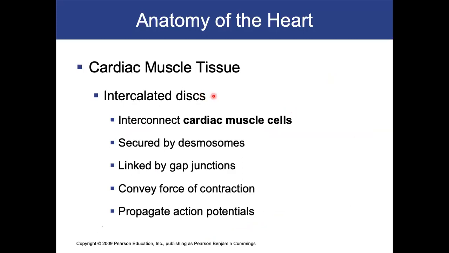They have intercalated discs. So if you look at the cardiac muscle tissue, they have intercalated discs. They connect cardiac muscle cells together. They're secured by desmosomes. These are kind of like spot rivets, like with denim jeans, holding the pockets on with those little rivets. They're connected by gap junctions so that ions can flow from one cell to another. So the intercalated discs and the desmosomes hold the cardiac cells to one another, and then the gap junctions allow for ions to diffuse from one cell to another really fast.